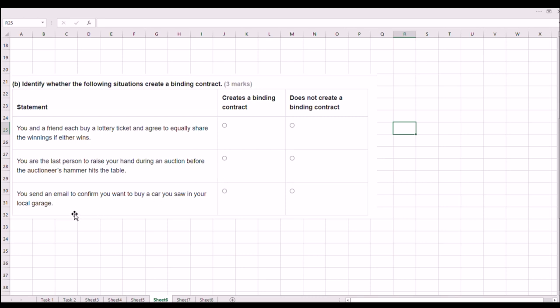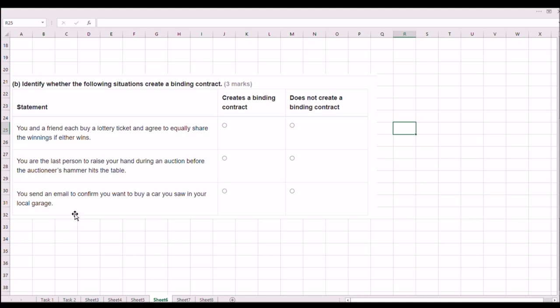You send an email to confirm that you want to buy a car that you saw in your local garage. So has the local garage made an offer? They've put together a price, and this is what's known as an invitation to treat. What they've done is they've invited you to make an offer to them, but they actually haven't accepted it. So this is where you have prices, let's say in a shop, and the prices are all out on the shelves. That's an invitation to treat. The actual offer and acceptance only happens at the till.